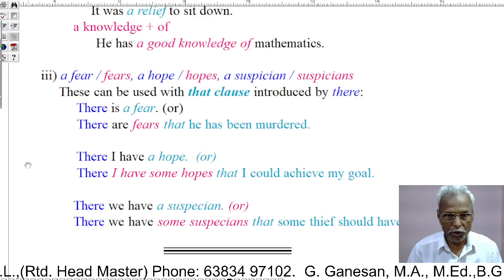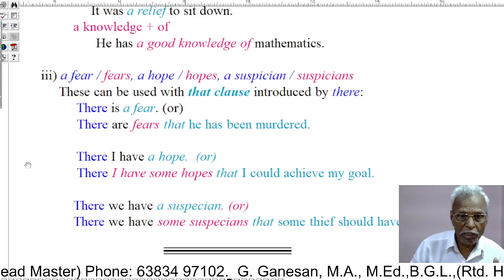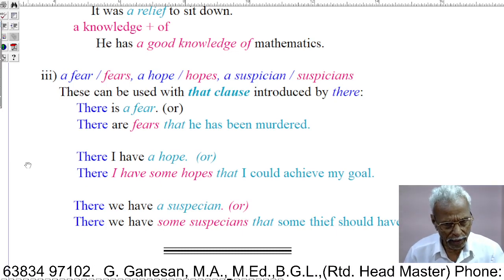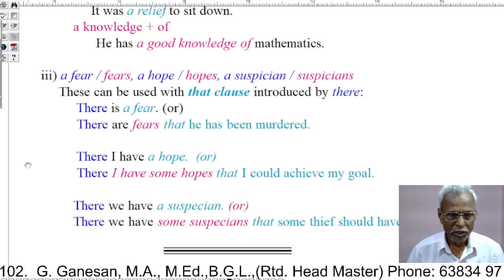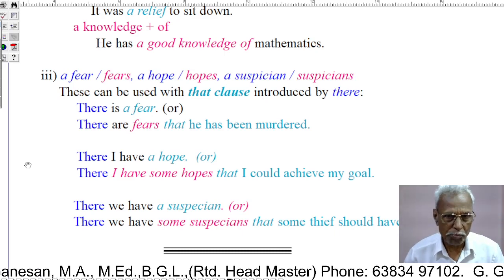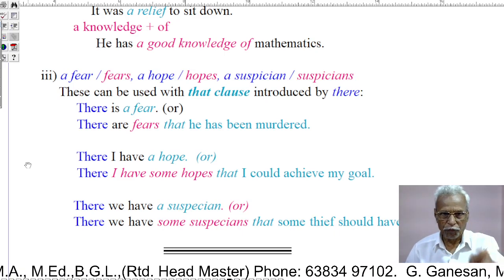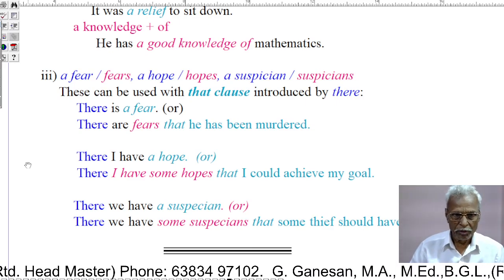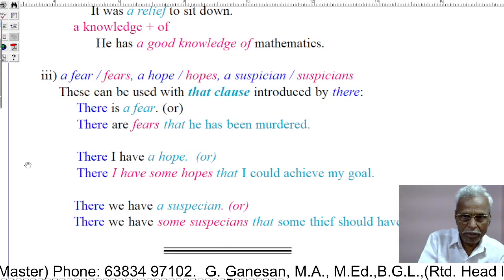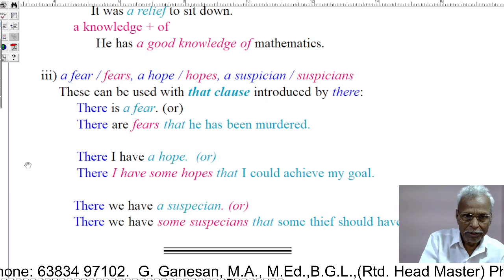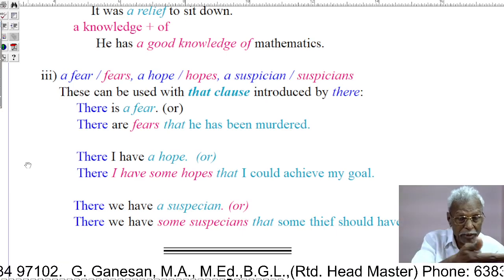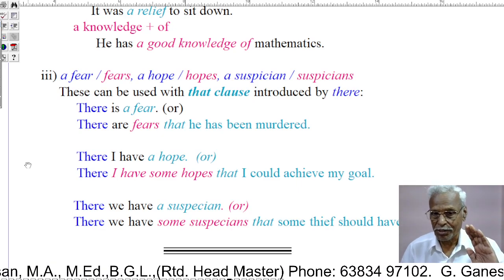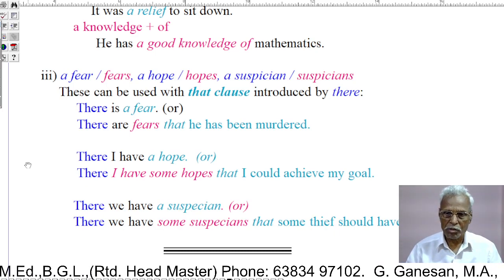Then, I have a hope. Yes, I have a hope. There I have some hopes that I could achieve my goal. I have a hope is singular. I have some hopes that I could achieve my goal. The third example is, we have a suspicion. The words fear, hope, suspicion can be used as countable nouns when introduced by that clause. Then we have a suspicion, or we have some suspicions that some thief should have stolen the bike.